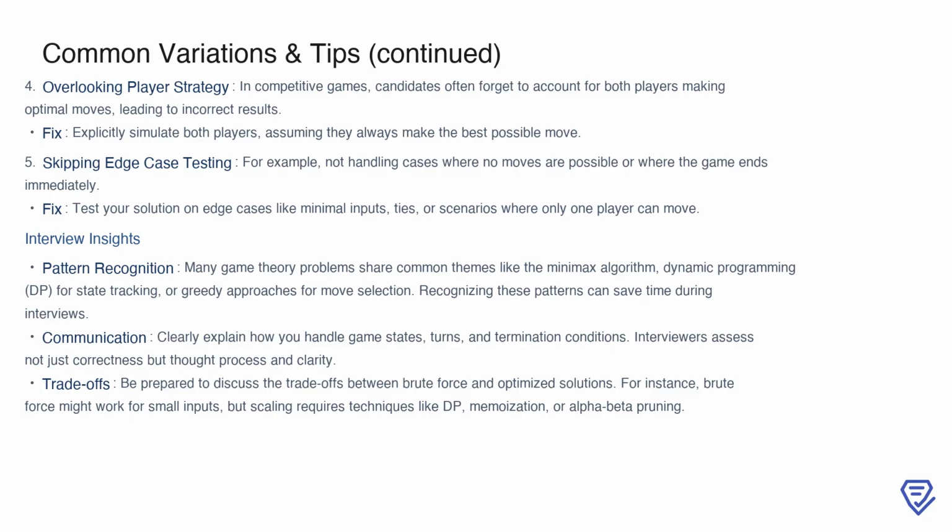Techniques like the minimax algorithm, dynamic programming for state tracking, or greedy approaches for move selection often reappear. Being able to identify these patterns quickly can save you valuable time. Additionally, clear communication is key. Explain how you handle game states, turns, and termination conditions. Interviewers want to understand your thought process, not just the correctness of your solution. Be prepared to discuss trade-offs as well, such as when brute force might be acceptable versus when optimizing with techniques like dynamic programming or alpha-beta pruning is necessary.